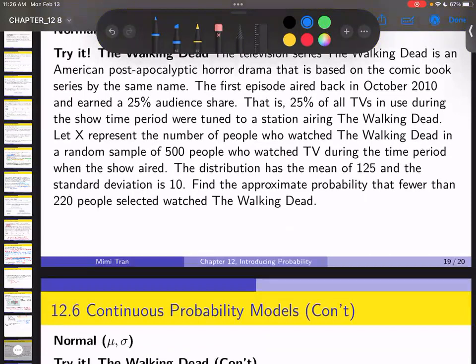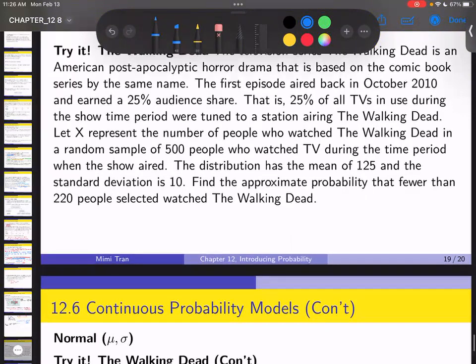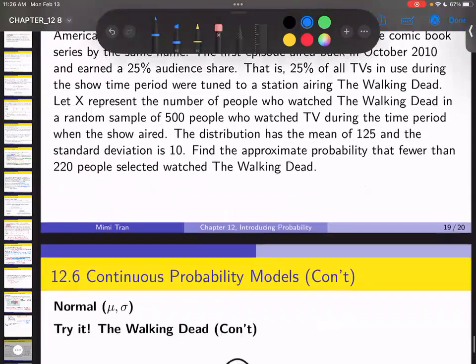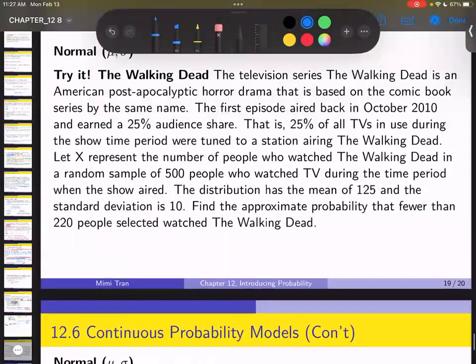The distribution had the mean 125, and standard deviation is 10. 125 people, right? Standard deviation is 10 people. Find the approximate probability that fewer than 220 people select watching The Walking Dead. I'll let you sink in the problem, just understand what we're talking about.